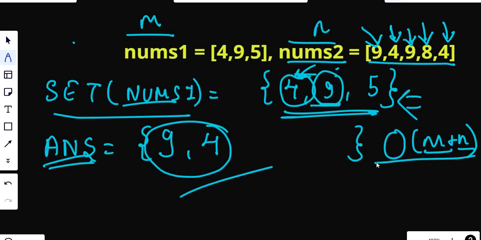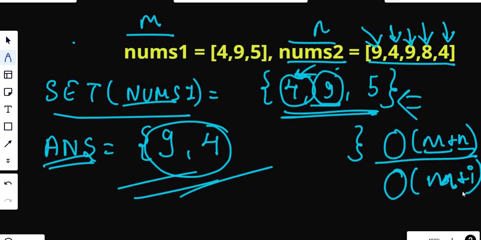So time complexity is this, and space complexity is going to be big O of m, if we are not considering the length of our answer. But if it is being considered, then the space complexity will be big O of m plus i, where i is the size of the answer set, which is the intersecting set. So space complexity will be big O of m plus i. So this was the second approach, and let's quickly code this whole solution.